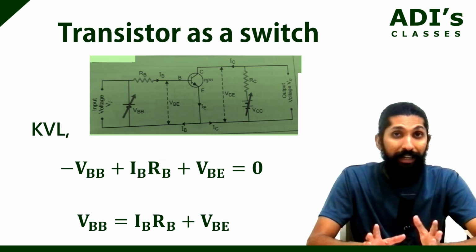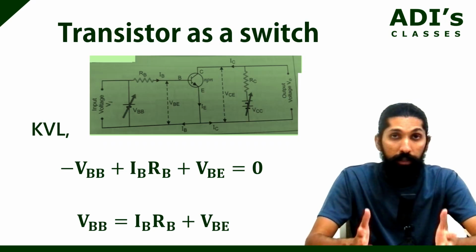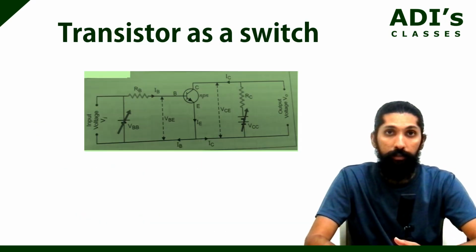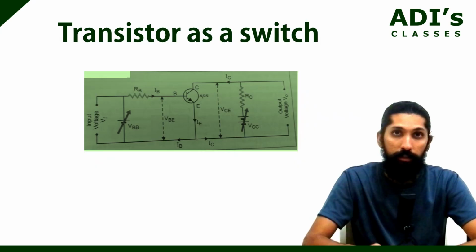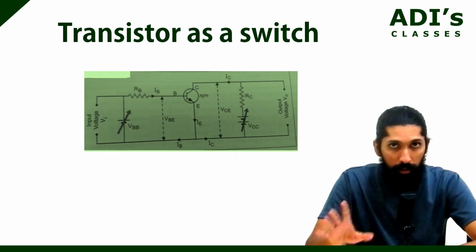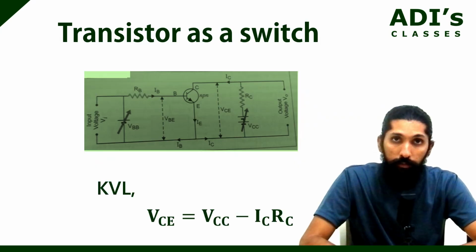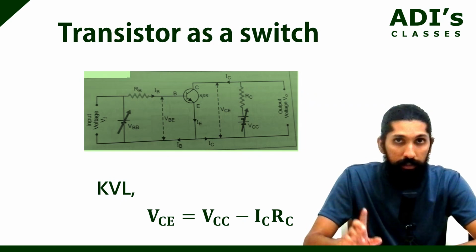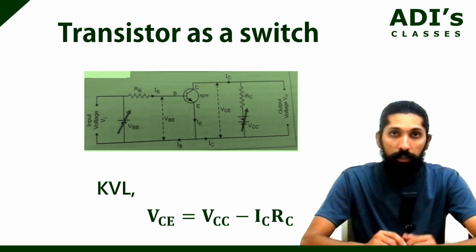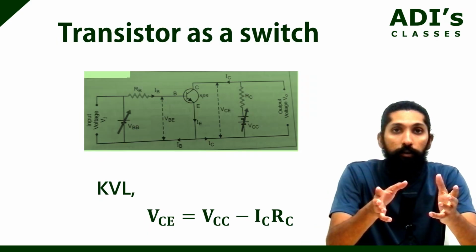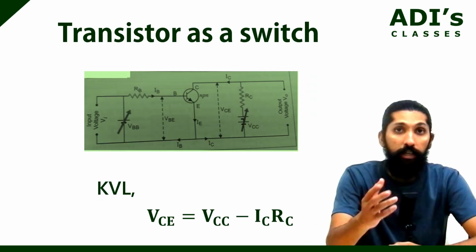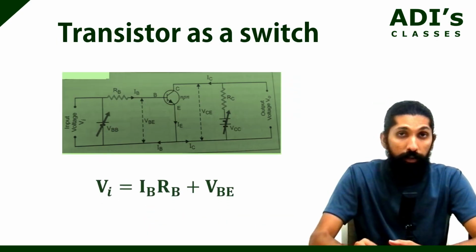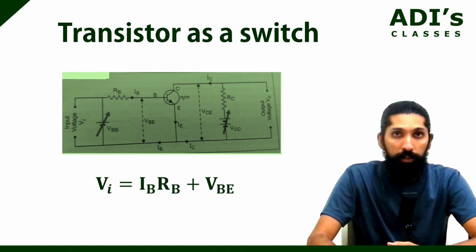Now apply the same KVL, but take the output side, that is the emitter and collector side. If you take the collector side of it, now what we'll get? VCE is equal to VCC minus IC into RC, again using KVL. Now that VBB, that basically is the input. Correct? So Vi is equal to IBRB plus VBE.